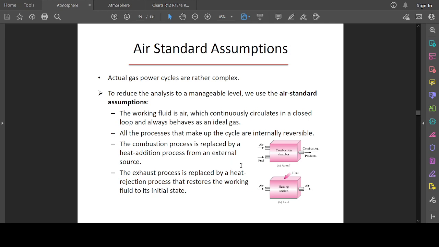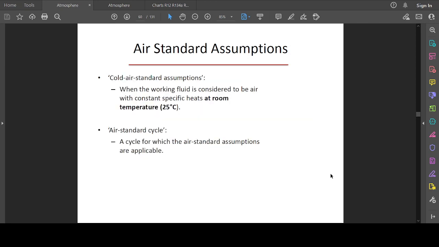Obviously, we've already established with a couple of examples of internal combustion engines that this is not true. But with this assumption, we can approximate and make some clear calculations to see where else we can apply this kind of understanding and knowledge. For a cold air standard assumption, the working fluid is considered to be air with constant specific heat at room temperature, 25 degrees Celsius. An air standard cycle is a cycle for which air standard assumptions are applicable.